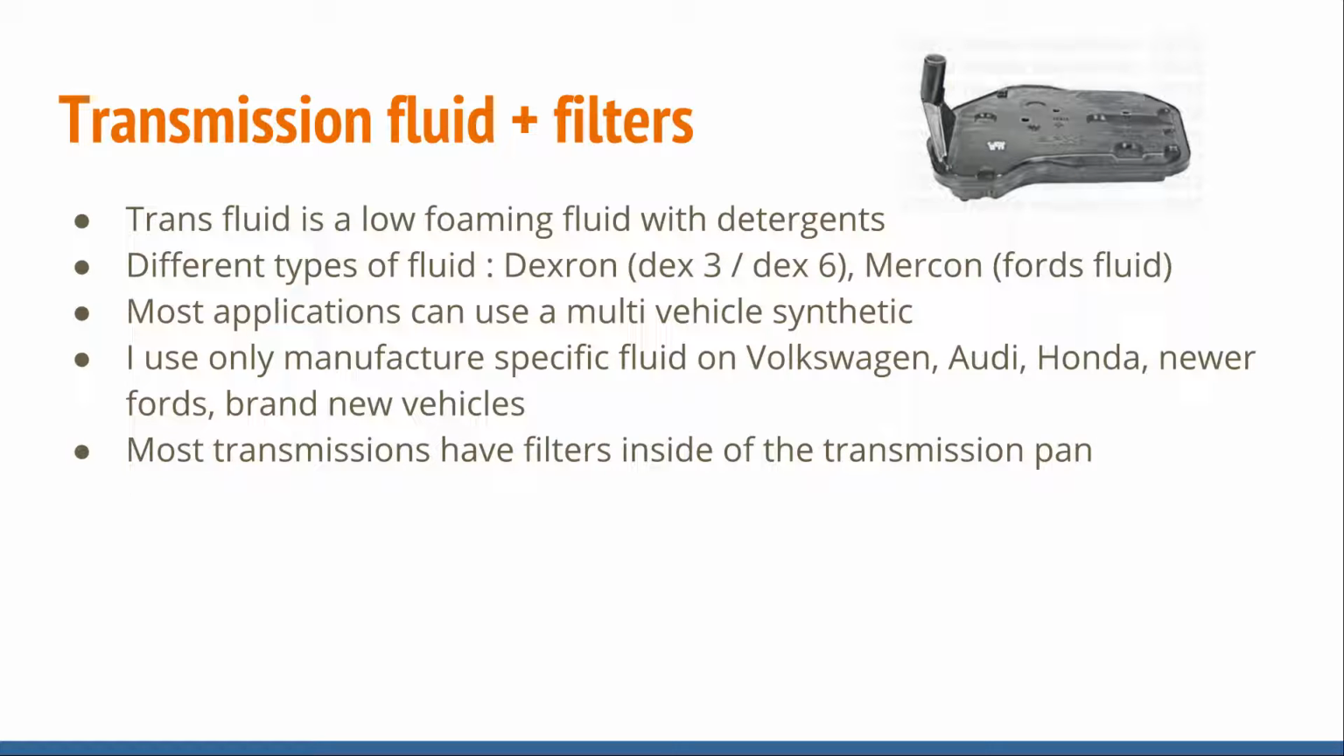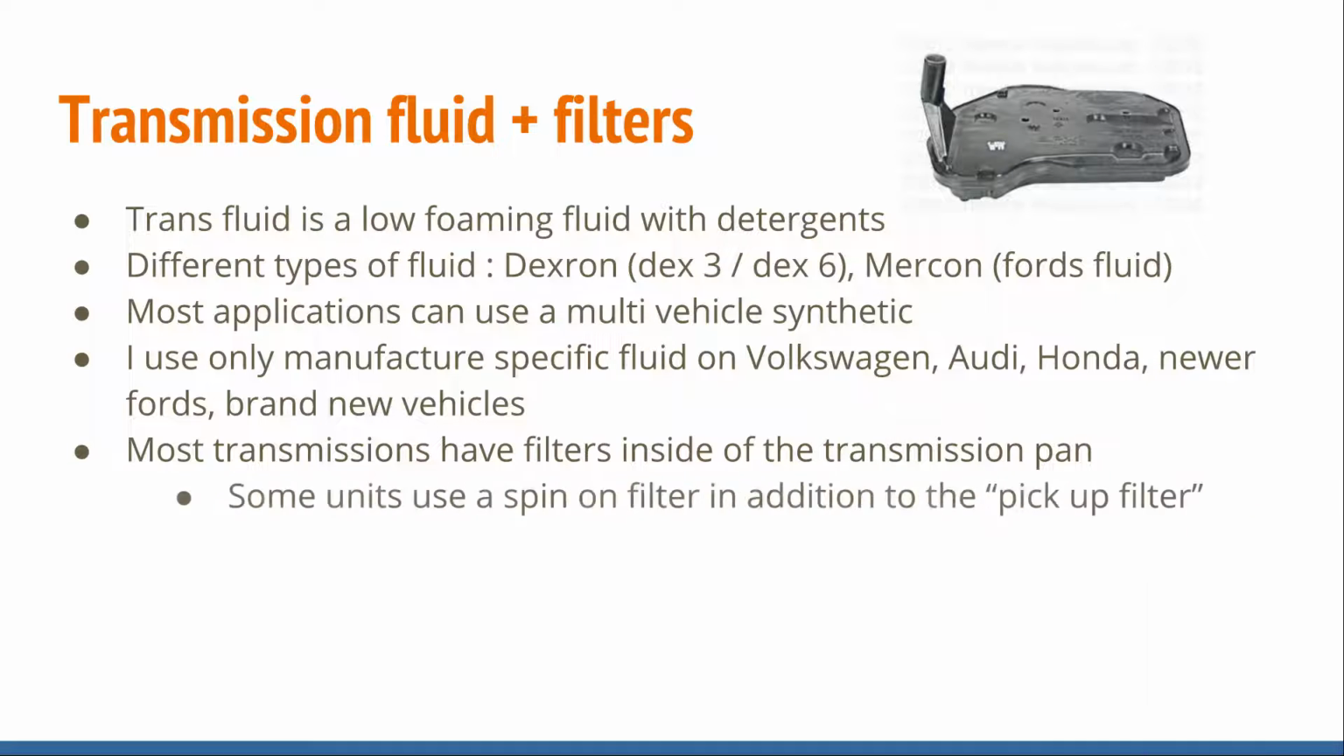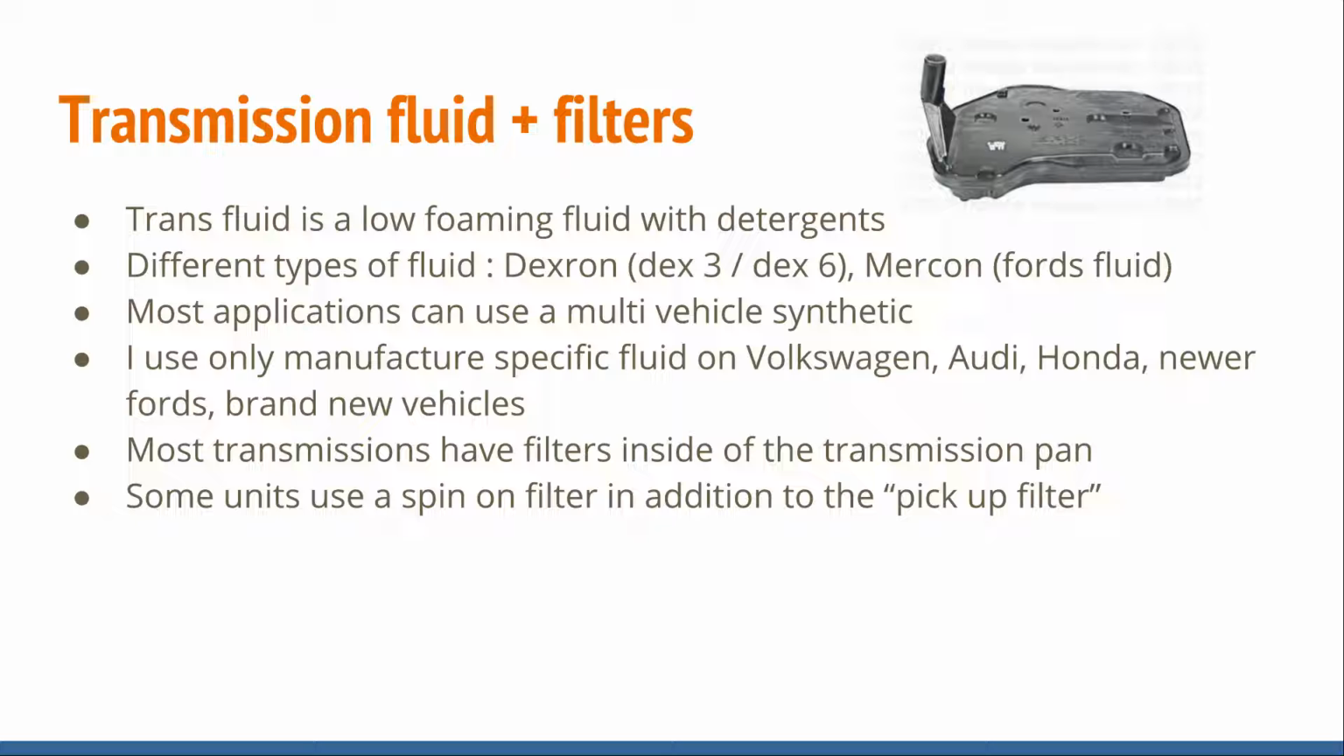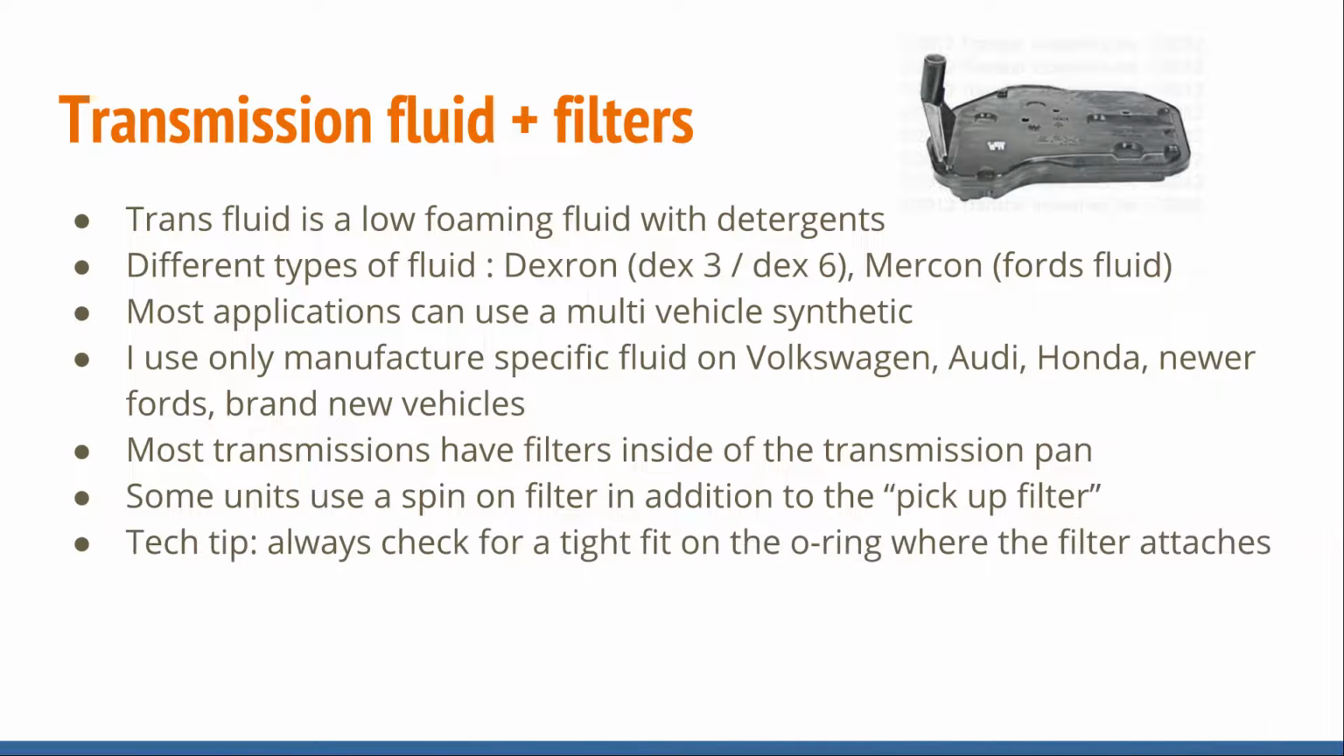Most transmissions have filters inside of the transmission pan that are replaceable. Some transmissions also have a spin-on filter in addition to the pickup filter. Spin-on filter either external, or there's even one transmission that has an internal spin-on filter. So you drop the pan and you have a filter that looks like that, and you also have a spin-on filter, which looks just like an engine oil filter.